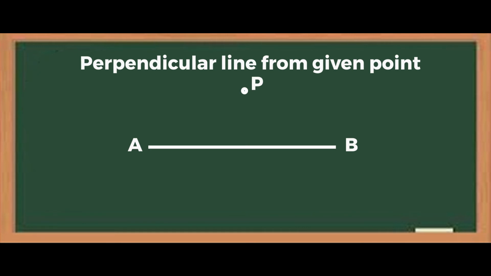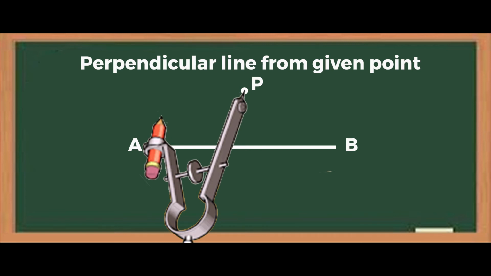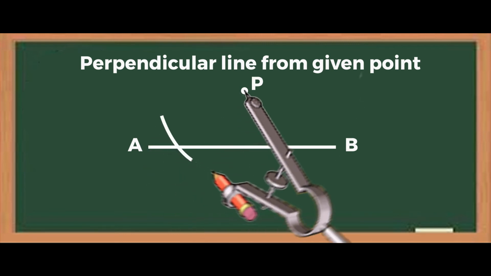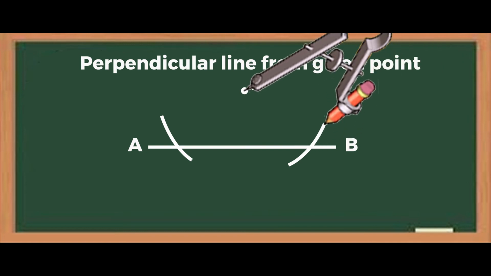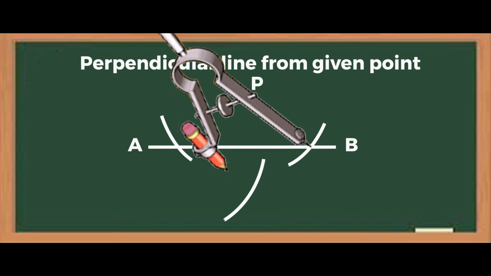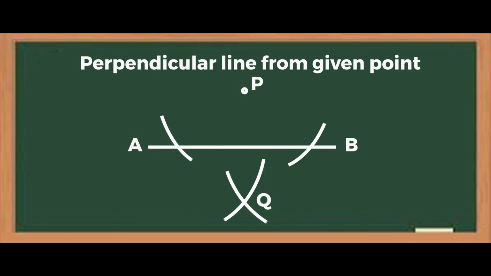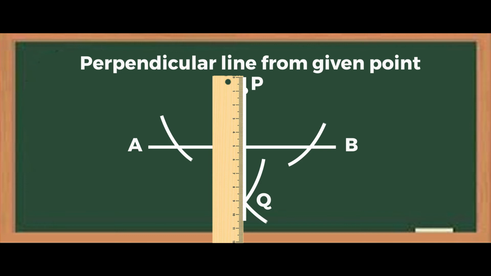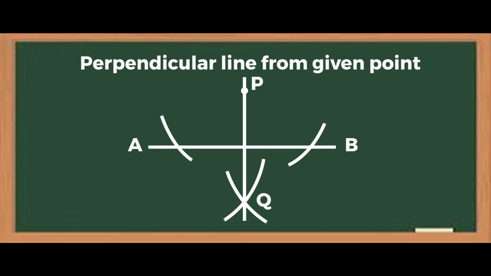Now let us learn to construct a perpendicular line from a given point. Okay, step 1. Place your compass on the given point, point P. Draw an arc across the line on each side of the given point. Do not adjust the compass width when drawing the second arc. From each arc on the line, draw another arc on the opposite side of the line from the given point P. The two new arcs will intersect. Use your ruler to join the given point P to the point where the arcs intersect, that is Q. So that is how we construct a perpendicular line from a given point.